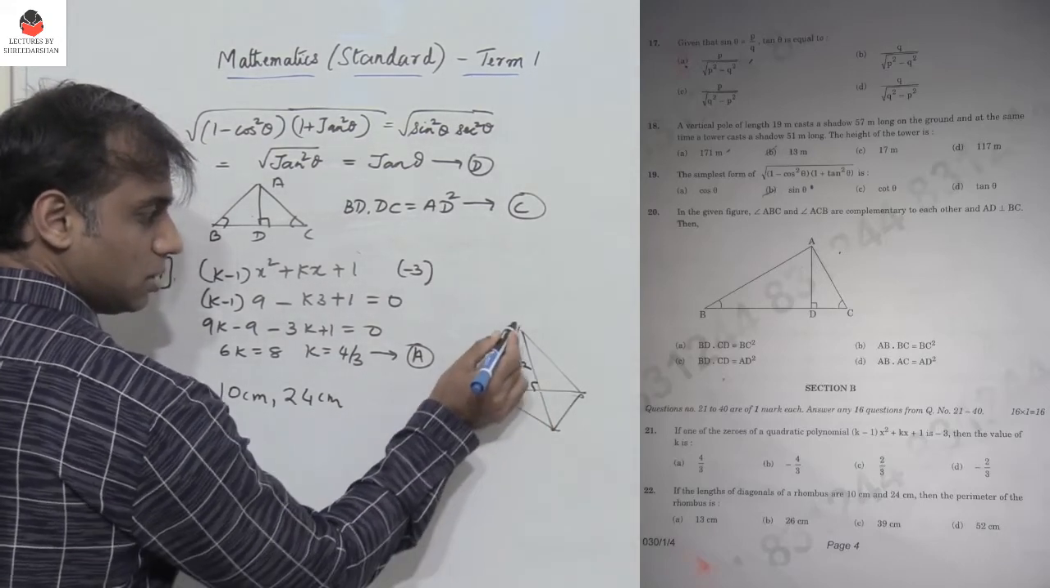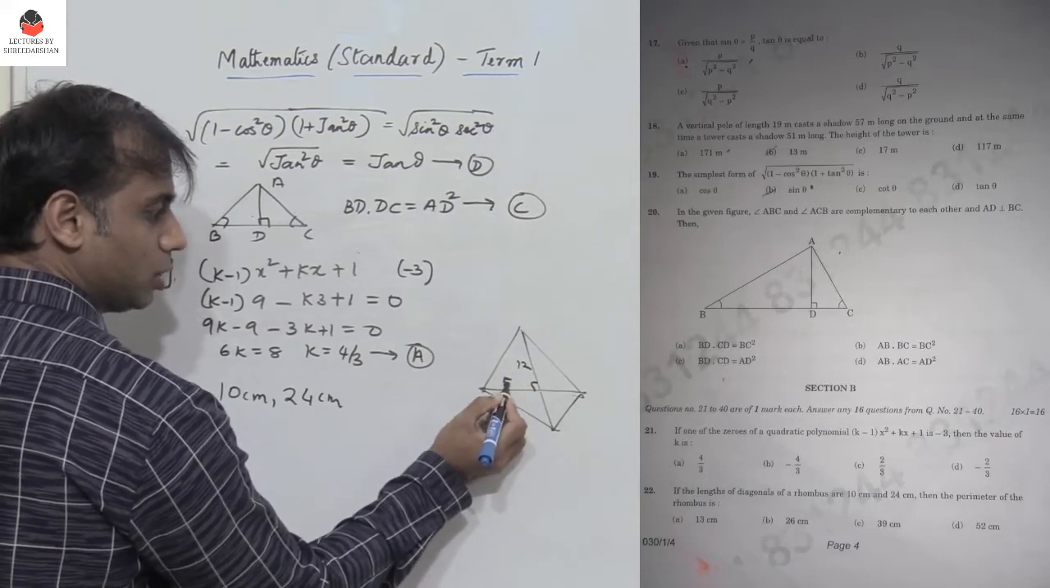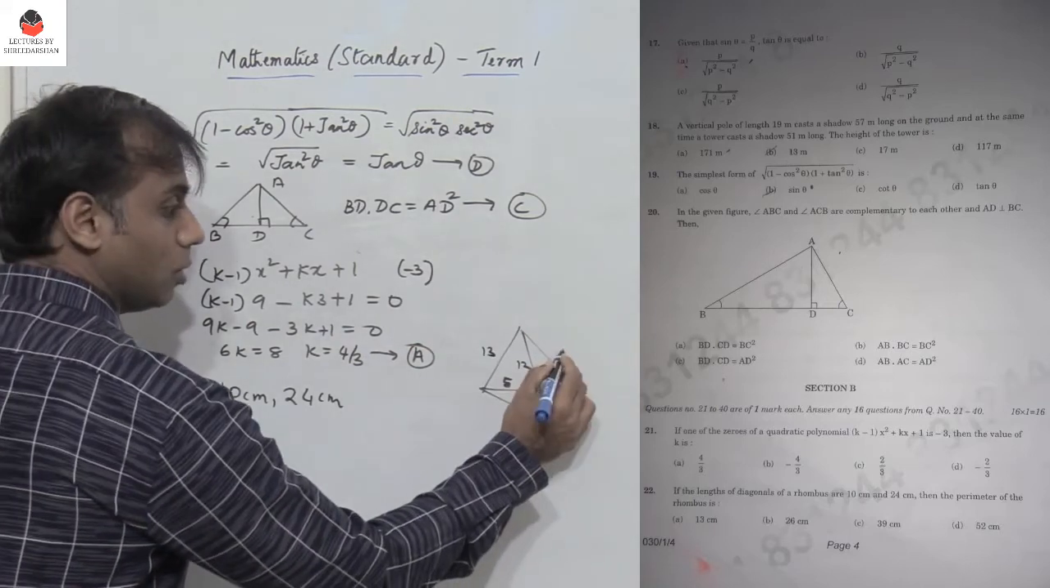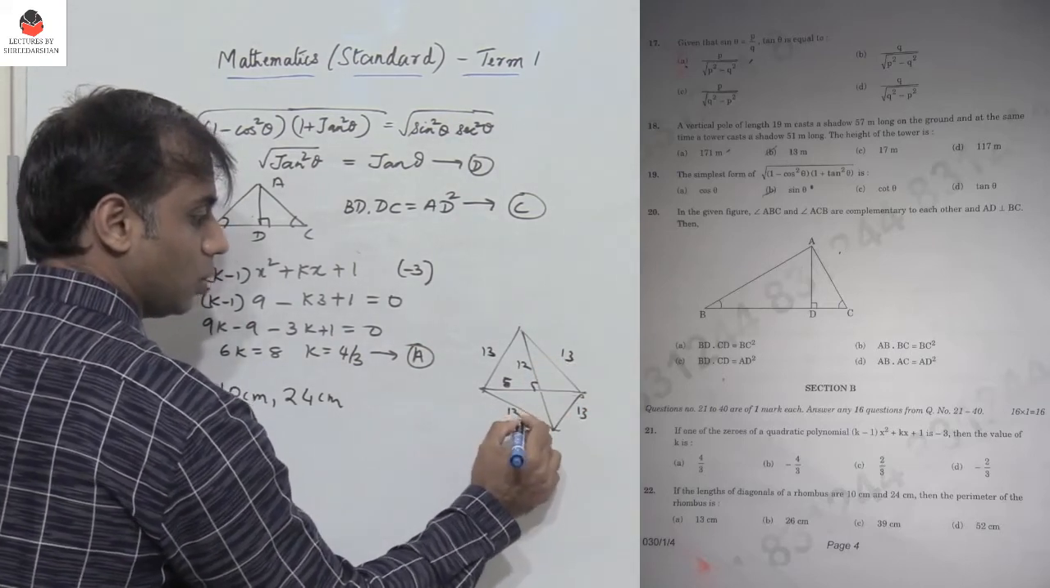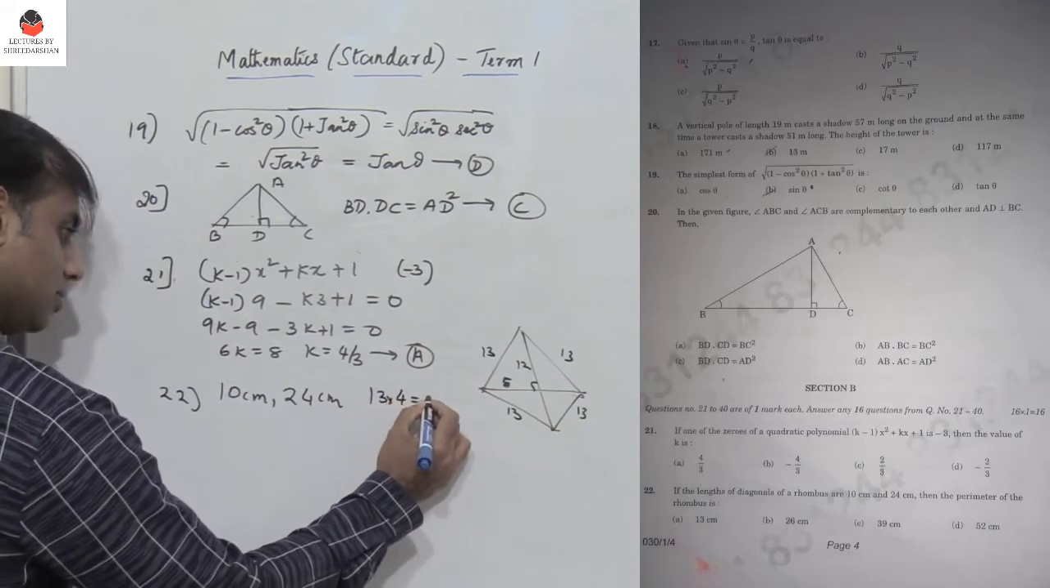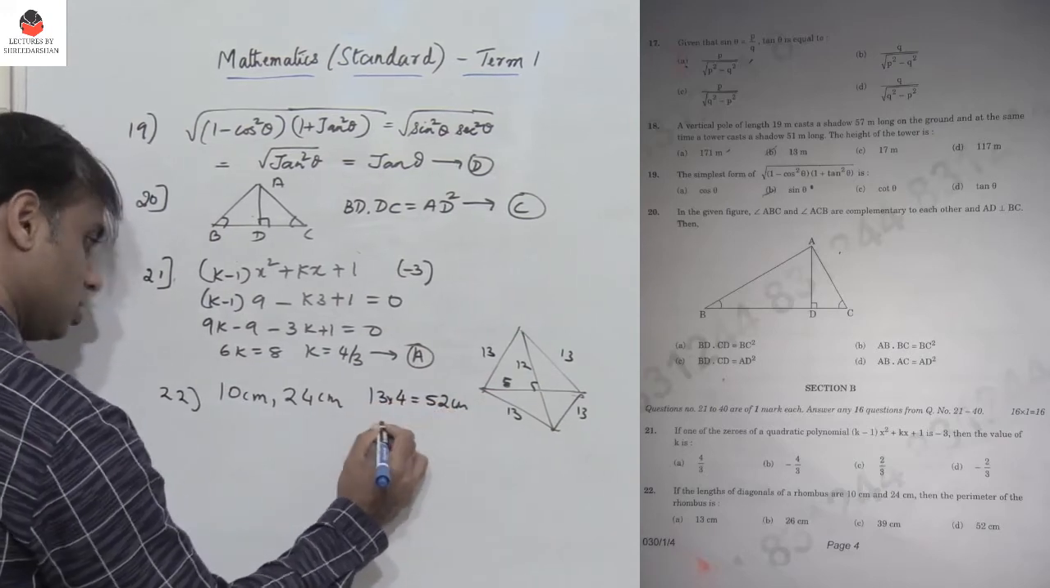So this forms a right angle triangle. So we know that 5, 12, 13 is a Pythagorean triplet, and all the sides of a rhombus are equal. So what is its perimeter? 13 into 4. So 13 into 4 is 52 centimeters, which is option D.